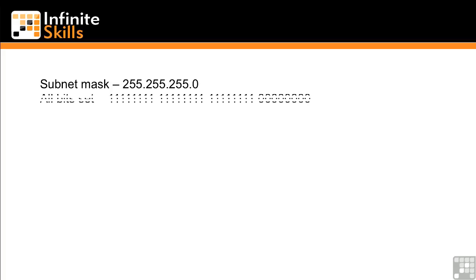Now another important component that goes along with the IP address is the subnet mask. A pretty common subnet mask that you'll see is the one represented here, 255.255.255.0. Now why do we need a subnet mask? Well, we need a subnet mask because the subnet mask tells us which portion of the IP address is the network portion and which part is the host portion.